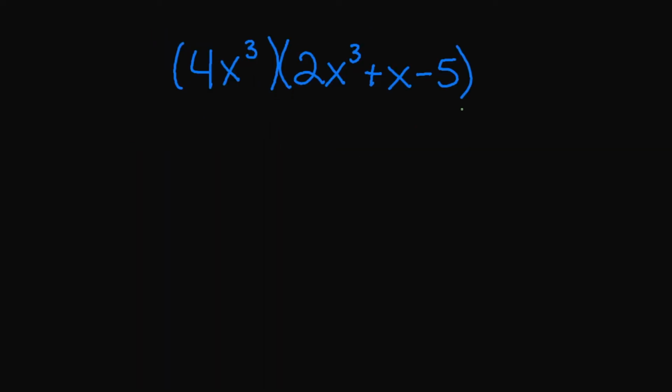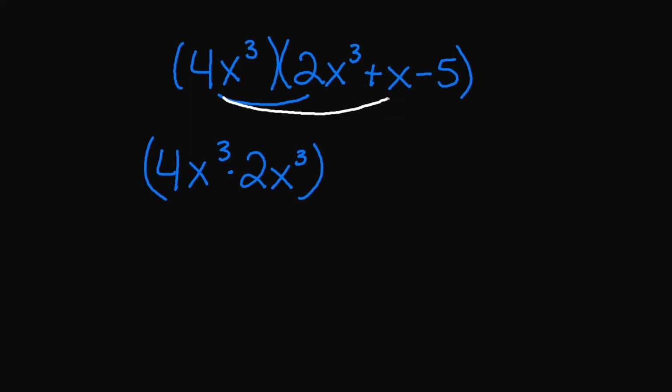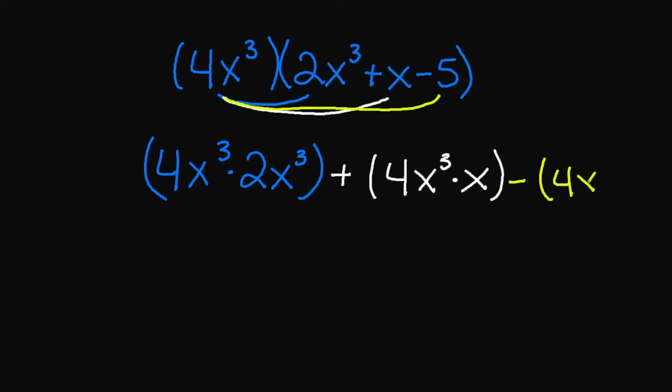So let's look at this example here. First thing I'm going to do, I'm going to multiply my 4x cubed times the 2x cubed. So this is going to be 4x cubed times 2x cubed. Then we're going to do 4x cubed times x. So plus 4x cubed times x. Then we're going to do 4x cubed times my 5, minus 4x cubed times 5. So my plus sign came from the plus sign right here in this expression, and then your minus sign came from the expression right here.